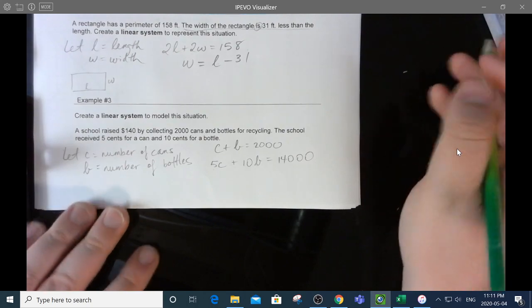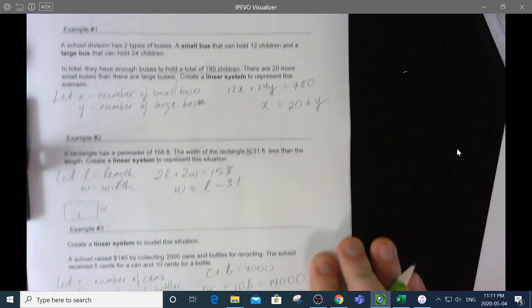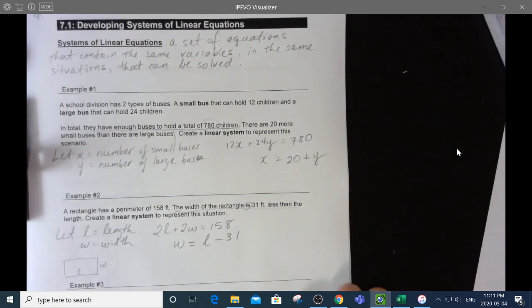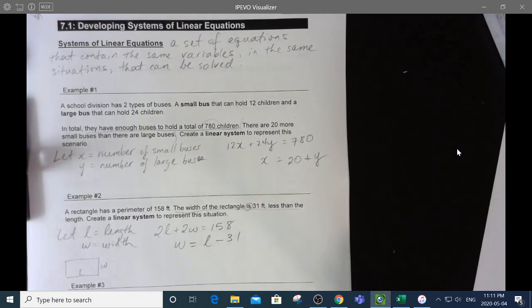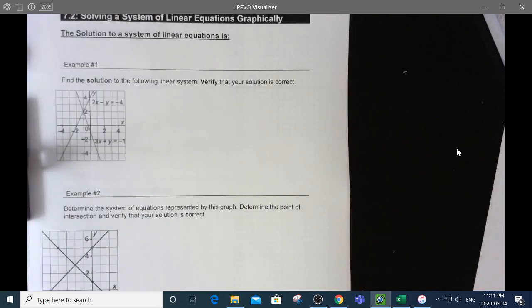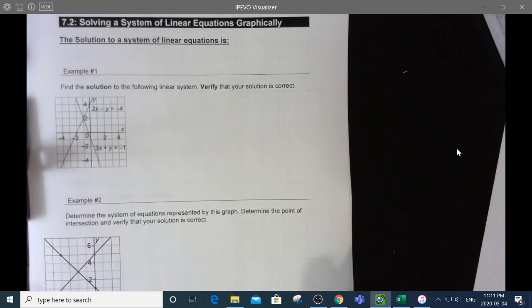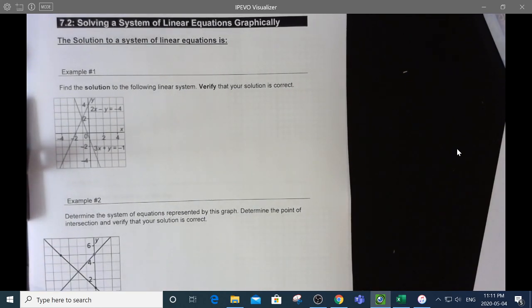There's our third example. So the first part of your homework for this lesson is going to be just a few questions from the textbook that ask you to do exactly what I just did. Look at a situation and see if you can come up with a system of equations that describes it. Then what we're going to do next, since that was so short, is talk about what it means to find the solution to a system of linear equations.